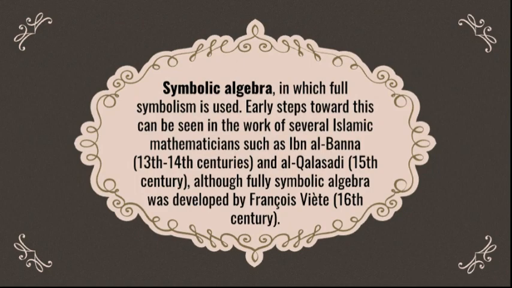Early steps toward this can be seen in the work of several Islamic mathematicians such as Ibn al-Banna, 13th to 14th centuries, and Al-Qalasadi, 15th century, although fully symbolic algebra was developed by François Viète in the 16th century. Symbolic algebra initially used symbols. Over time, the symbols became more usable and more standardized. Symbolic algebra began to develop around 1500, but did not fully replace rhetorical and syncopated algebra until the 17th century. As mathematicians strive for compact and efficient notation, symbols evolve many times.